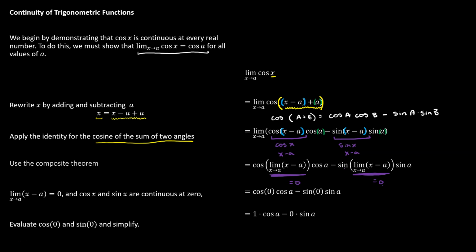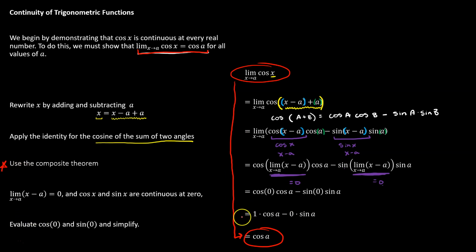1 times cosine A is just cosine A. 0 times sine A is 0. So our final expression comes out to be cosine A. And although that was a bit lengthy, hopefully you remember that that was our goal. We wanted to start with the limit as x approaches a of cosine x, and we wanted to end at cosine a, and that's exactly what we did. We started with our limit, we applied logical changes to each of these expressions, and we arrived at the final version, which says we can evaluate cosine at a. Notice that we totally used that composite theorem in order to prove this, which is why we started by talking about that and then moved on to this.